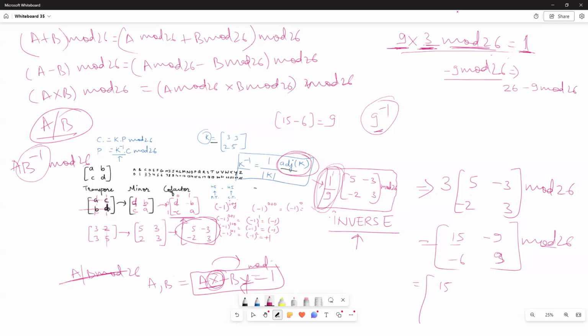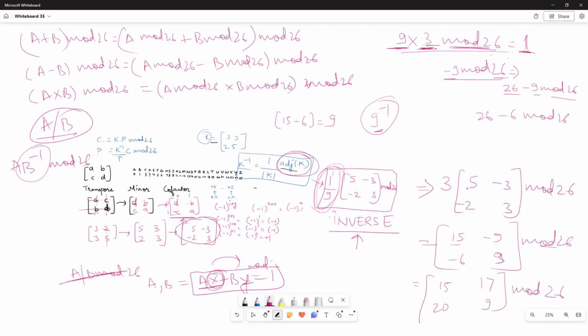Does anyone remember how to calculate the resultant of a negative value under the mod operation? You take 26 minus 9 mod 26, which in this case is 17. Perfect. So this would be 17. Negative 6 mod 26 would be, once again, 26 minus 6 mod 26. The value would be 20. And this is 9 mod 26.